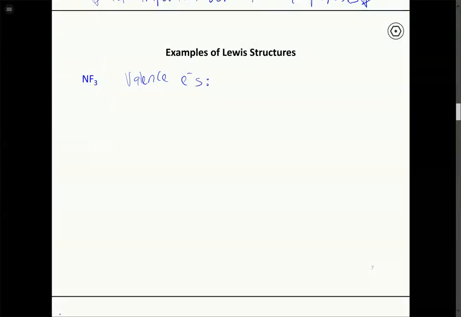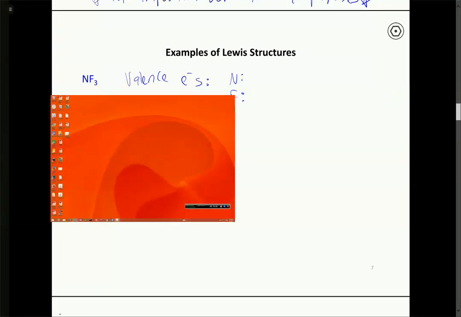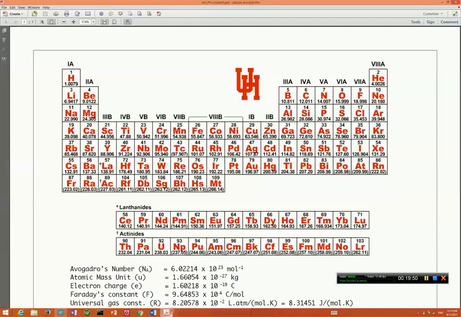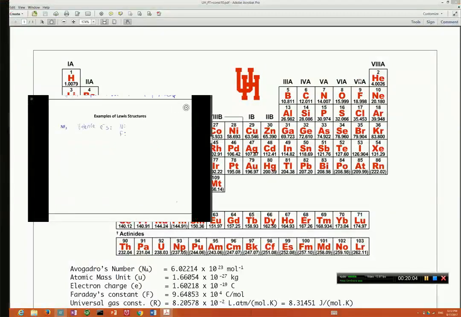Alright, so we have a nitrogen and we have 3 fluorines. So we're going to count valence electrons for each of the atoms. Remember that comes from the periodic table. We find nitrogen is over here in group 5. These are labeled with Roman numerals, but this is group 5, which means nitrogen has 5 valence electrons. Fluorine is 2 over from that in group 7, which means each fluorine is going to have 7.